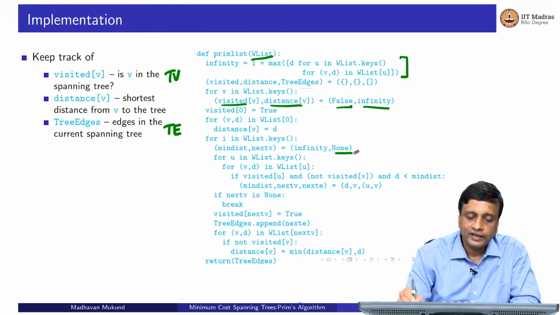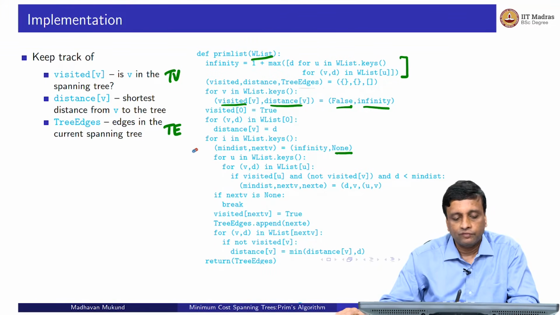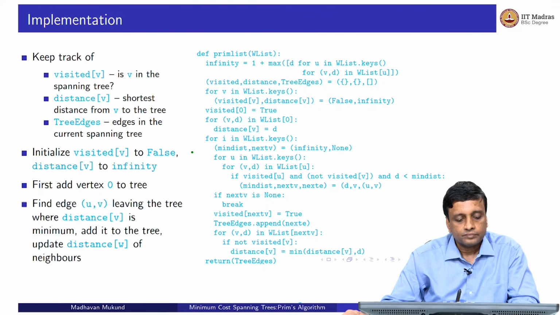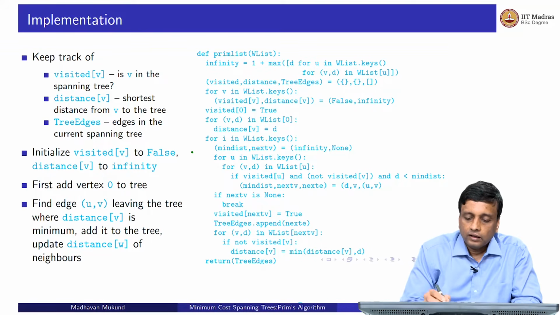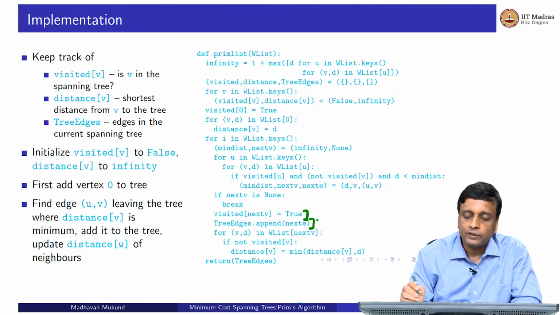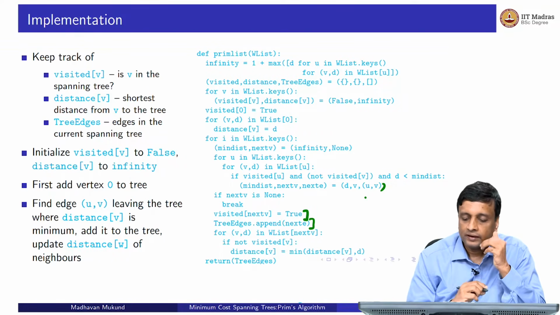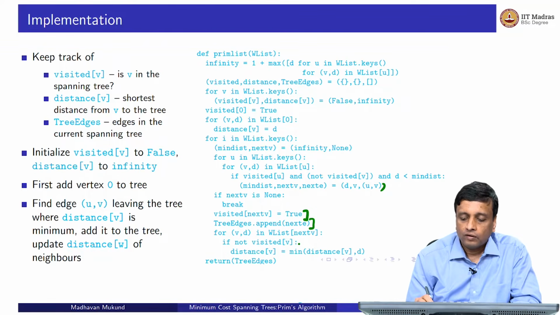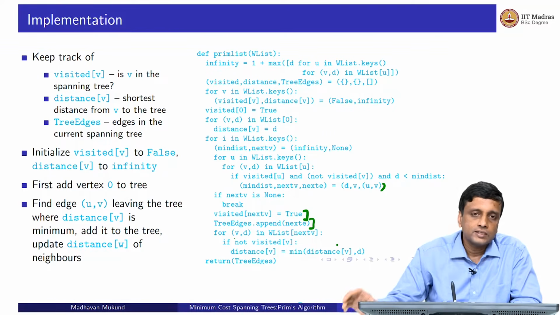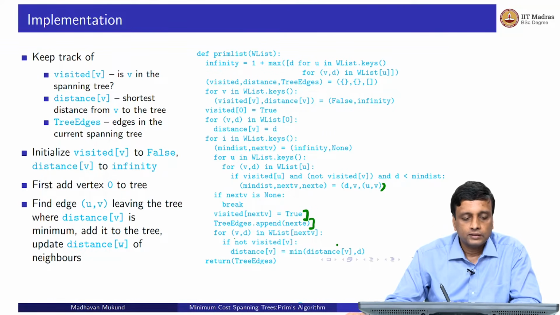we have now identified this minimum vertex, and now we set it to be true. We append the edge that we have discovered from u to v. So, there is a bracket there, u to v. And now, for every neighbor of the vertex that we have just discovered, for every v comma d which is in the list of next v, if it is not visited, we update its distance, right. So, this is how Prim's algorithm works.